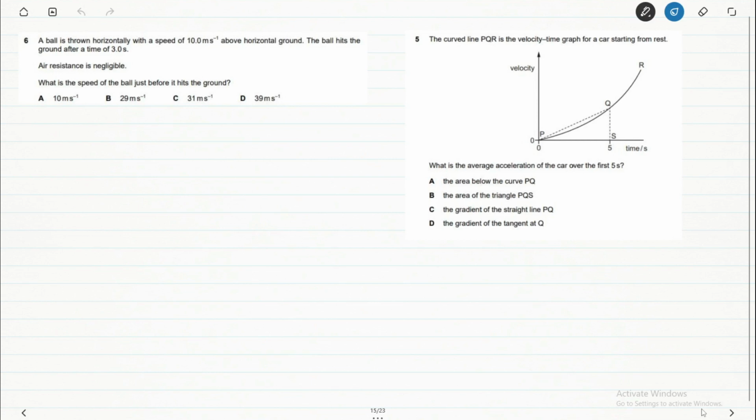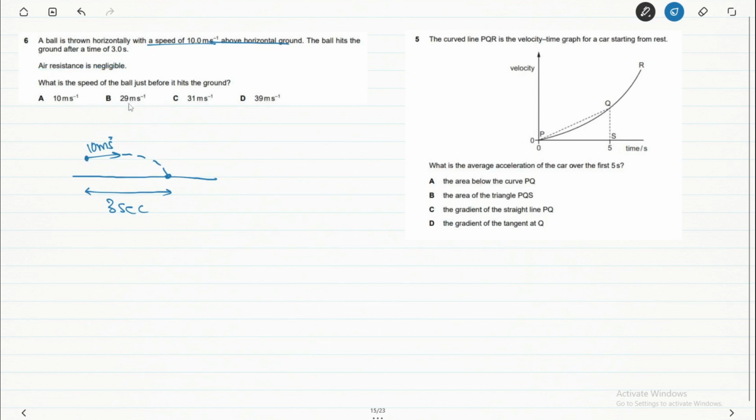Now, a ball is thrown horizontally with a speed of 10 meters per second above the horizontal ground. So, for example, this is the horizontal ground, and this is the ball thrown at 10 meters per second. The ball hits the ground. It will take a parabola path and will hit the ground in 3 seconds. So the time it takes here is 3 seconds. Now, air resistance is negligible, so the horizontal speed of 10 meters per second remains constant.